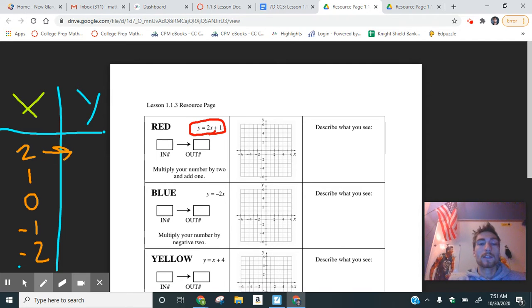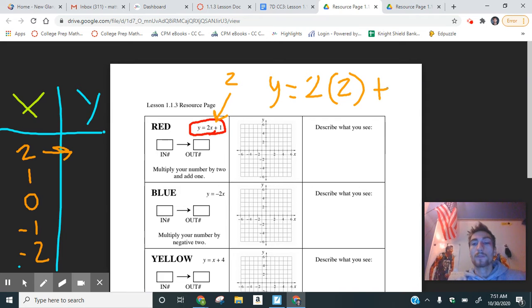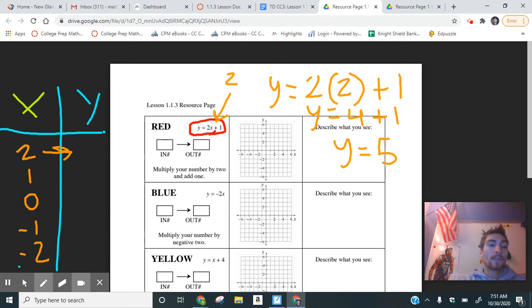Let's put 2 into this equation. So if we put 2 into this equation, it'll be y equals 2 times 2, right? That's what we put into the equation for x, plus 1. So then that would turn into y equals 4 plus 1. Obviously 4 plus 1 is going to give us 5. And so here we would say 2 goes to 5.